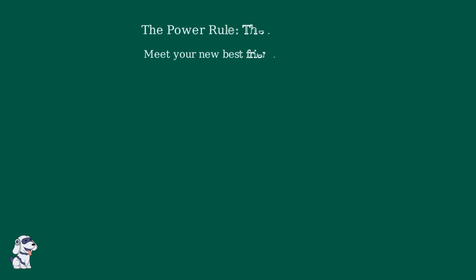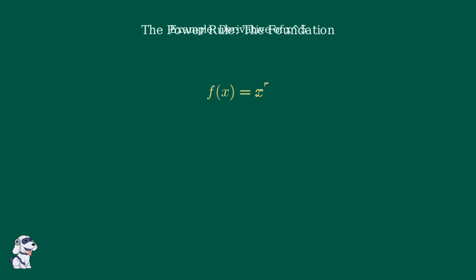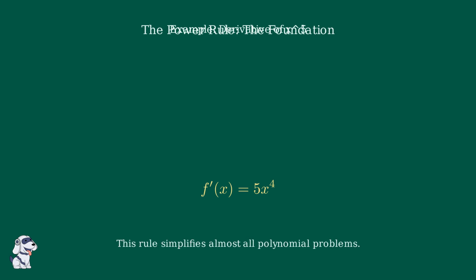The power rule is the cornerstone of differential calculus. Whenever you encounter a simple power function, this rule allows you to find the derivative instantly. Consider x to the fifth power. According to the power rule, we bring the exponent 5 down to the front and reduce the power by 1, resulting in 5x to the fourth. This simple process is the foundation for analyzing the vast majority of polynomial functions you will face in your calculus journey.